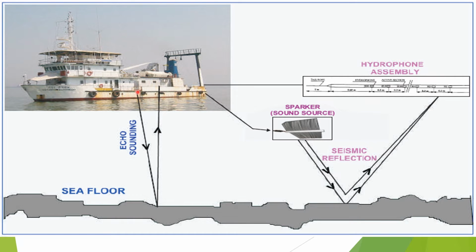There is also an echo sounding system, from which we can measure the water depth. But our objective is to have the seismic section. So we have the sparker being deployed as the sound source, and there is a streamer hydrophone assembly. So we'll discuss about this. Generally the ray is reflected from the subsurface layer, emitted by the sparker, and it is received at the hydrophone assembly, and we'll get the subsurface layer information.